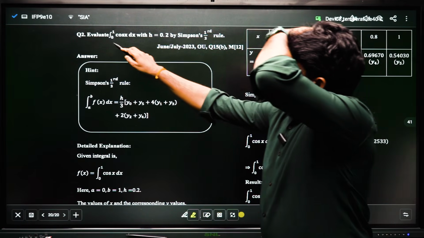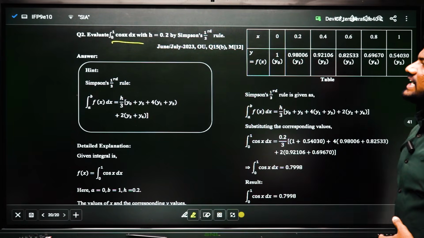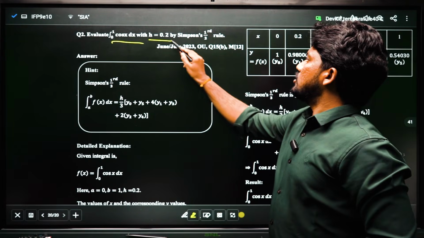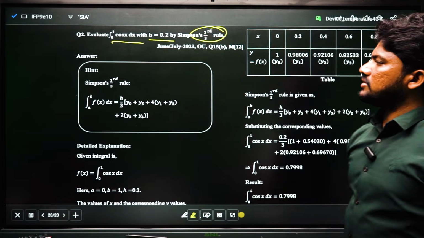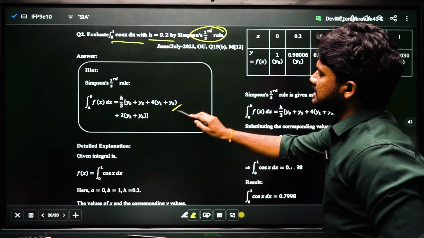Now evaluate integral 0 to 1 cos x dx with h is equal to 0.2 by Simpson's 1/3 rule. Okay, this is the formula, please remember.